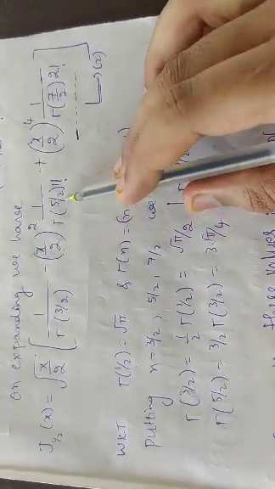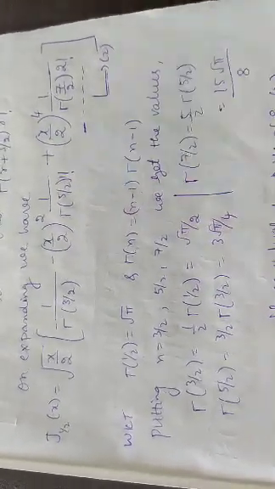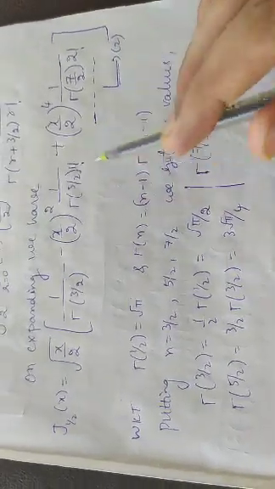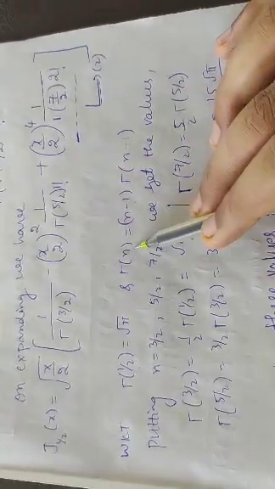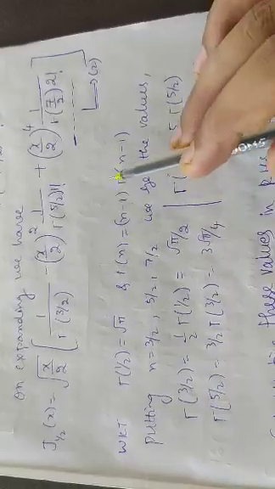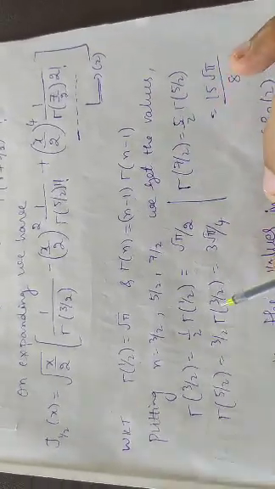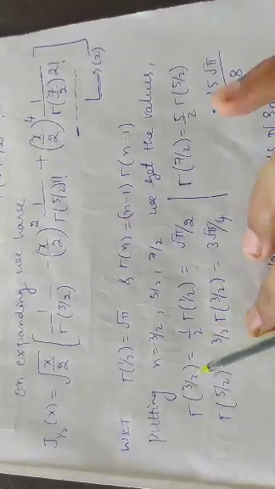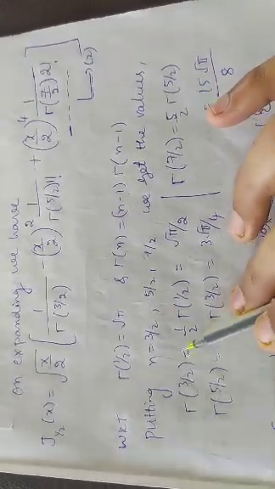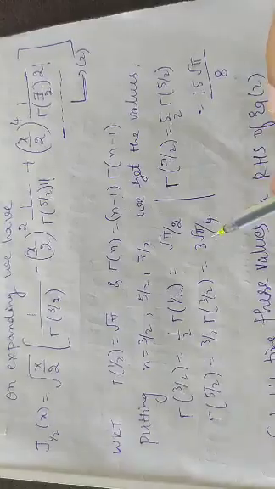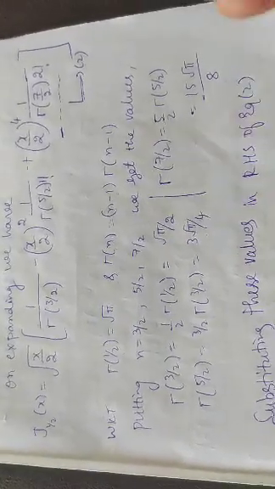Next value is gamma of 5 by 2. Again, using this property, gamma of 5 by 2 equals 5 by 2 minus 1 times gamma of 5 by 2 minus 1. What is 5 by 2 minus 1? It is 3 by 2, gamma of 3 by 2. But what is gamma of 3 by 2? Already found, it is root pi by 2. So 2 2s are 4, which is nothing but 3 root pi by 4.